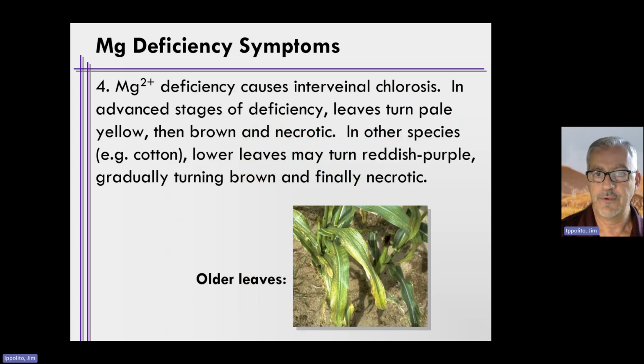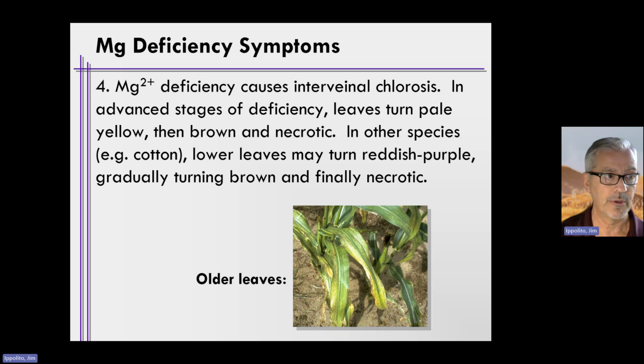And so when deficiencies occur, we have intervenal chlorosis. That means that in between the veins are chlorotic and the veins themselves are green. When this advances, the leaves can turn completely yellow. They could turn eventually brown because they become necrotic. In other species like cotton, for example, some of these leaves on the lower portions of plants turn reddish purple. And when I see reddish purple, I think of phosphorus, but it could be magnesium. But it's not common in most of the plants that we raise today to see reddish purple in lower leaves unless it's a phosphorus deficiency.